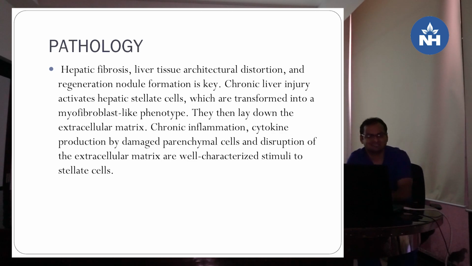Now pathology. This is general pathology, but as per etiology the histopathology will differ. In general there is hepatic fibrosis, destruction of liver tissue architecture and regeneration nodule formation. Chronic liver injury activates hepatic stellate cells, which transform into a myofibroblast-like phenotype, and they then lay down extracellular matrix. Chronic inflammation, cytokine production by damaged parenchymal cells and destruction of the extracellular matrix are well characterized.